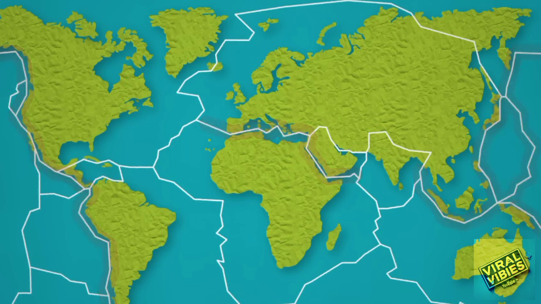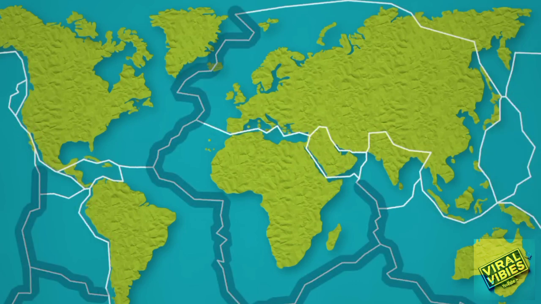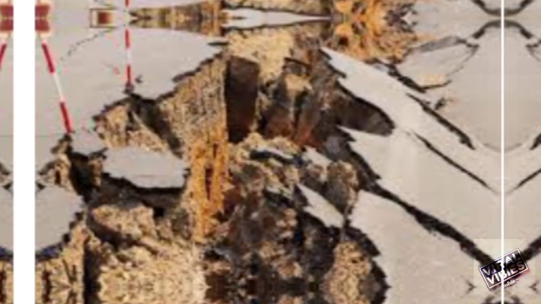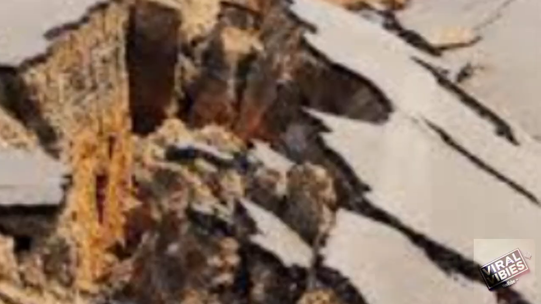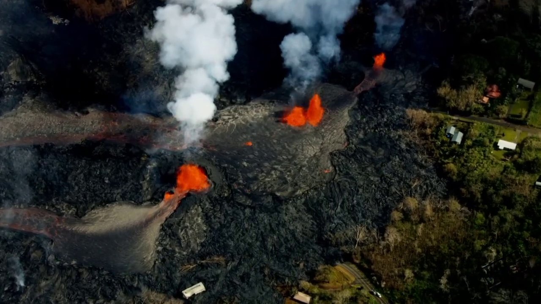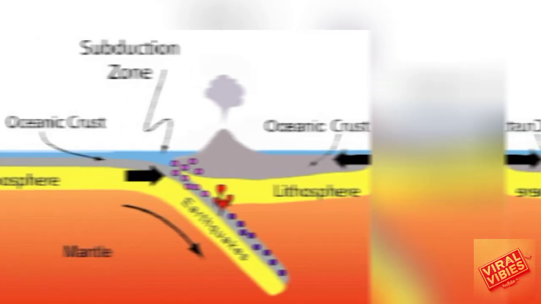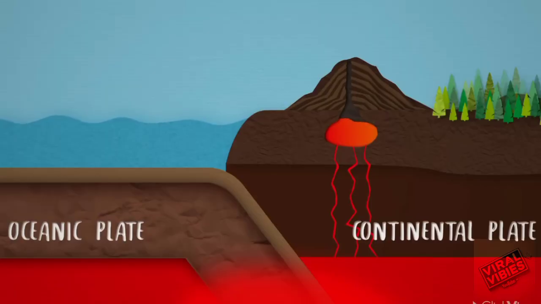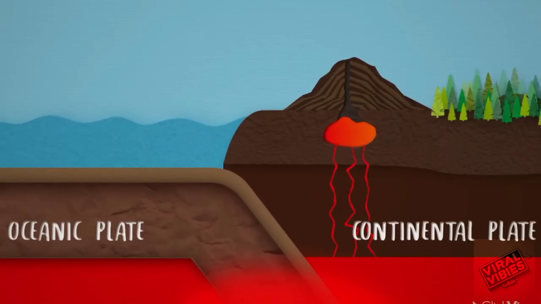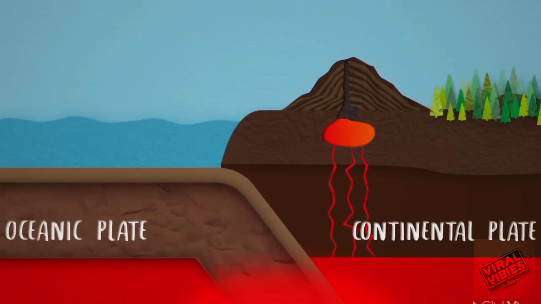These plate boundaries are where some of the most intense geological activity on Earth happens, including earthquakes, mountain formation, and, of course, volcanic eruptions. There are three main types of plate boundaries where volcanoes can form. The first is a subduction zone, where one tectonic plate slides underneath another. This usually happens when an oceanic plate meets a continental plate.